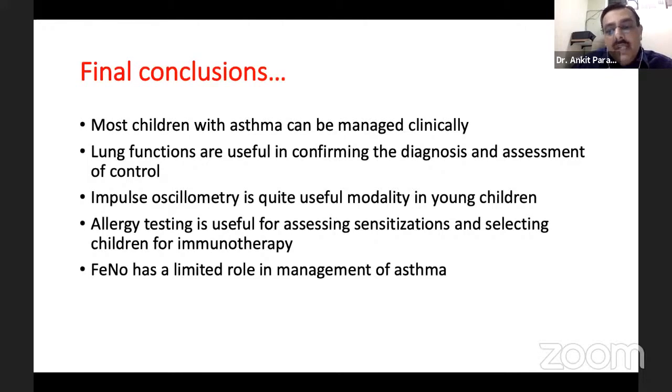Impulse oscillometry is definitely a very useful modality in the specific situations which we have talked about. Allergy testing is useful for assessing sensitization, and it is not synonymous with immunotherapy. But yes, there will be a group of patients who would definitely benefit from immunotherapy. And FeNO has a limited role in the management of asthma in children.